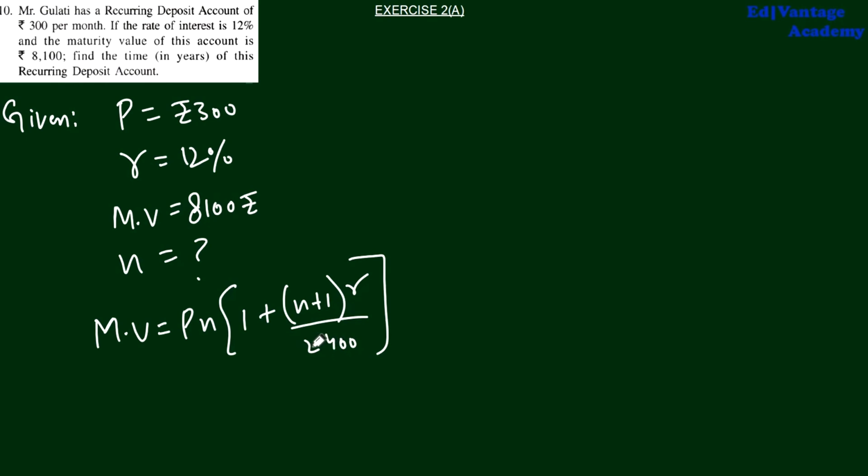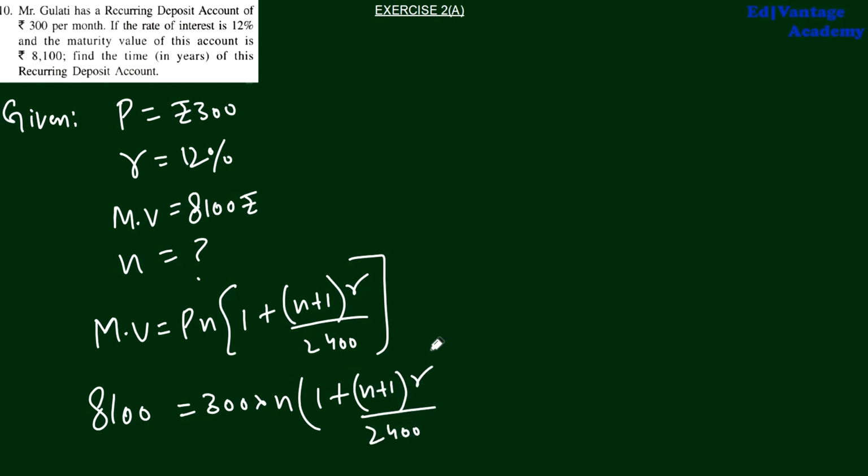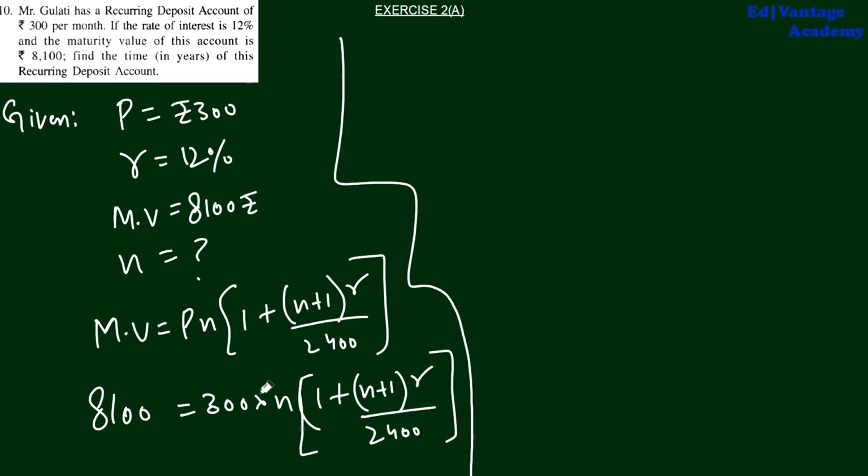In the book you don't write it like this. We write it 2 into 100 into 2 into 12 into 100. So P is 300 into n into 1 plus n plus 1 into r by 2400, in a long bracket because you have a big bracket inside. Fine. 300 is in multiplication with everything. I can send it down. You can send it later also if you want, but I know it will get cancelled, so why wait?